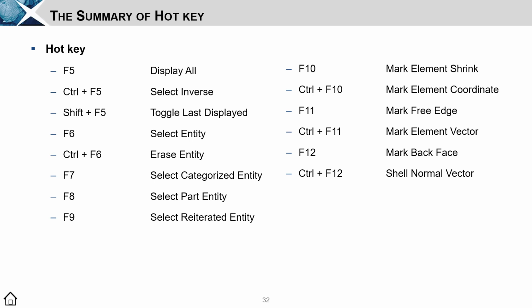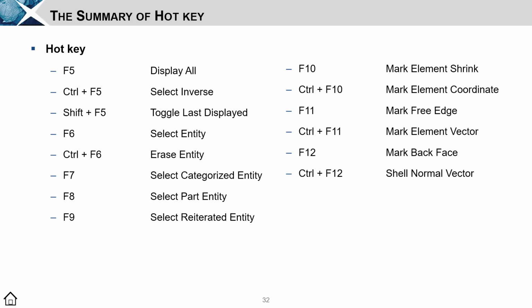Function 7 is used to specify various characteristics of the entity and display it. Use function 8 to display through the entity's part-by-part attributes. Function 10 is used to toggle the element shrink, and Control plus function 10 displays the element's coordinate system.